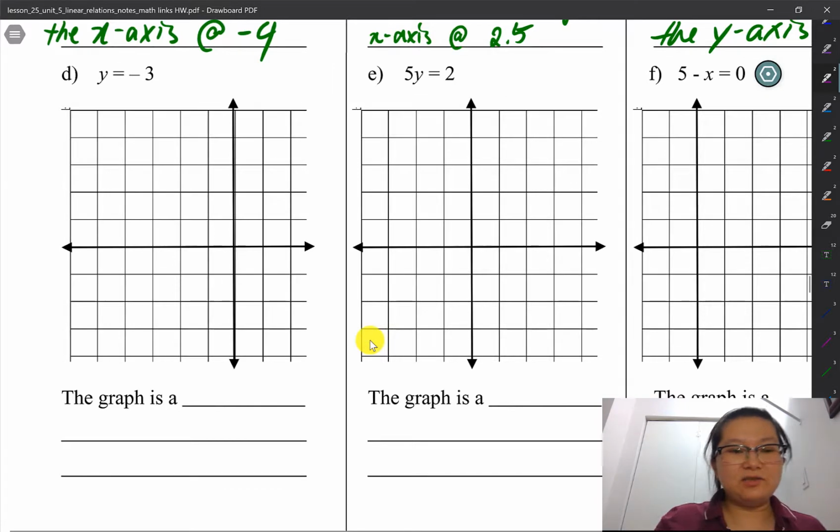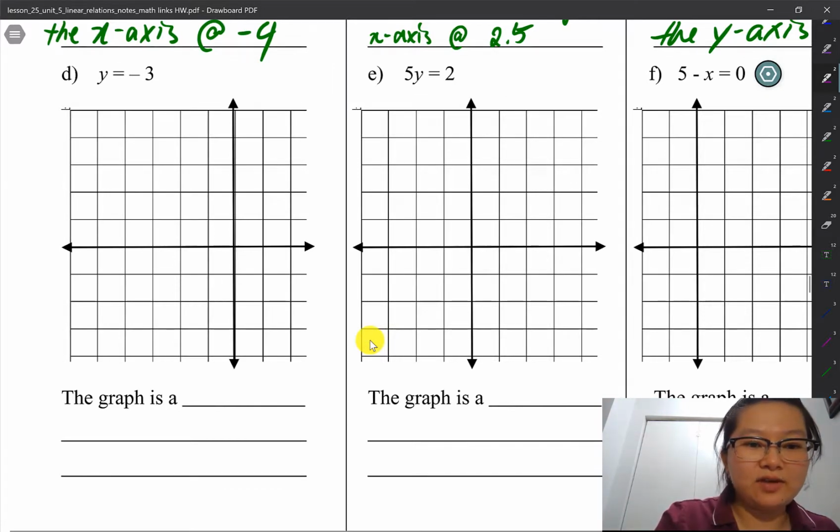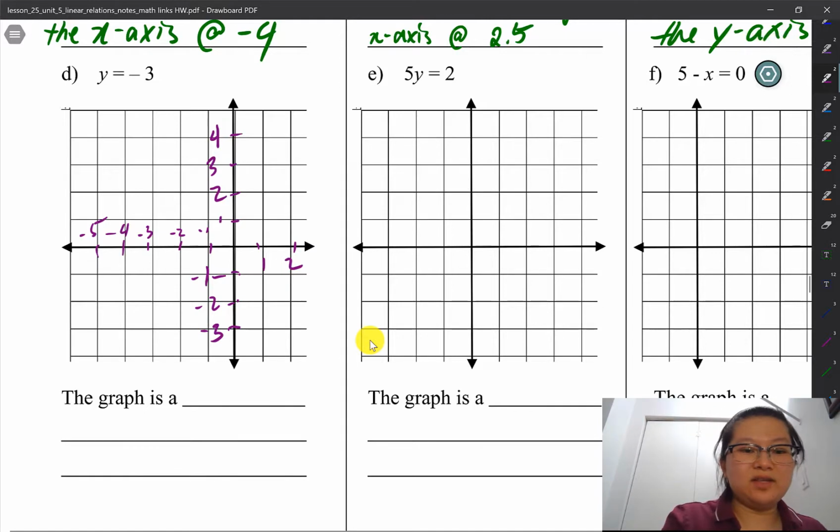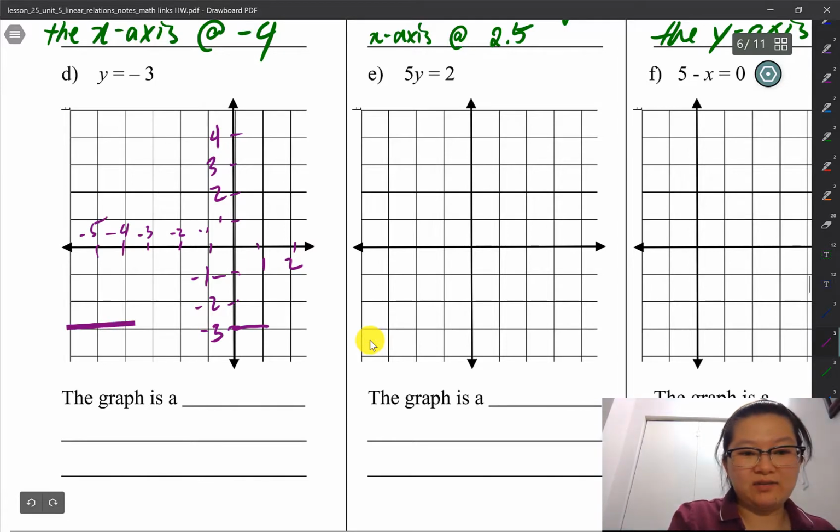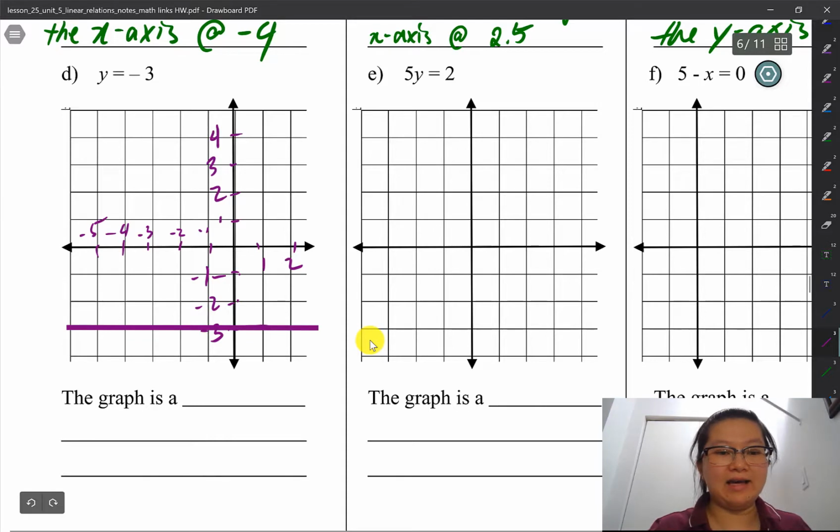Okay, so let's do this one. I have y is equal to -3, so 1, 2, 3, -3 is right here. And I'm going to label all of these. And here I have y is equal to -3, which is always going to be -3 no matter what my x value is. So I have a horizontal line that intersects my y-axis at -3.